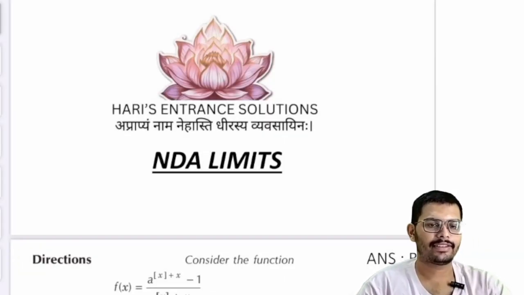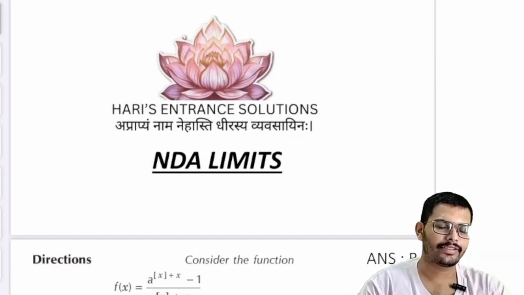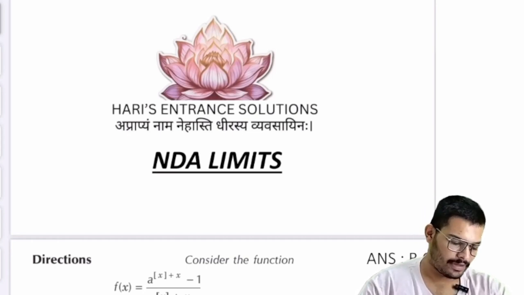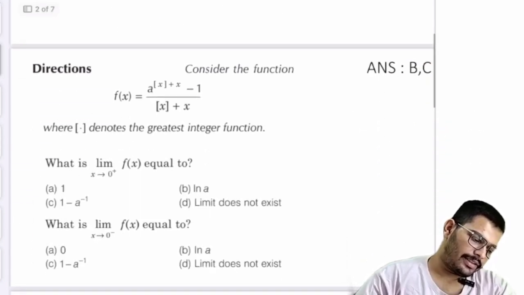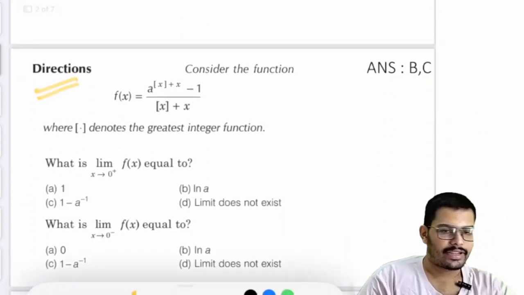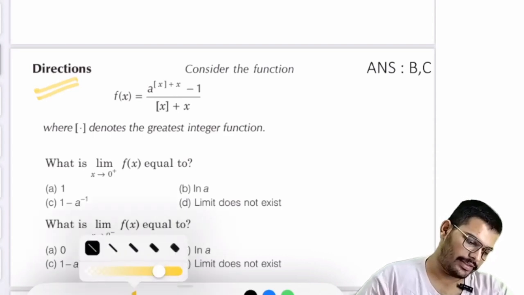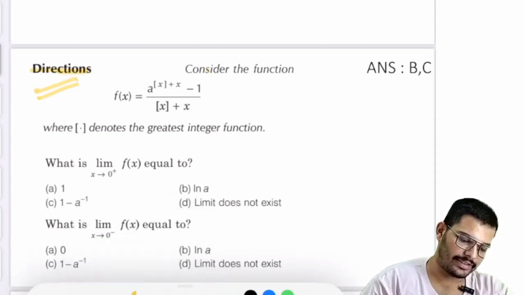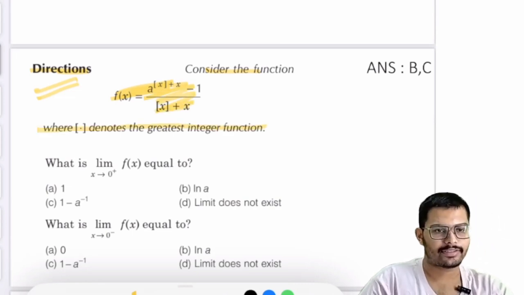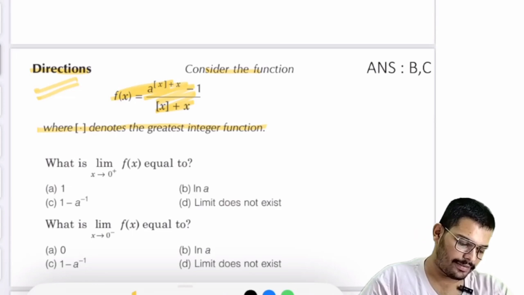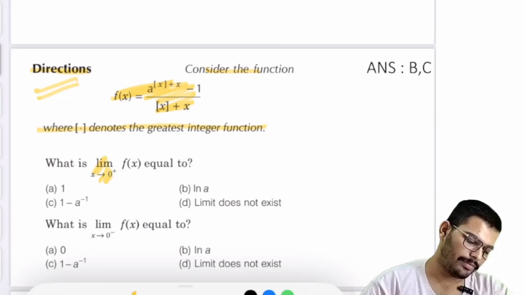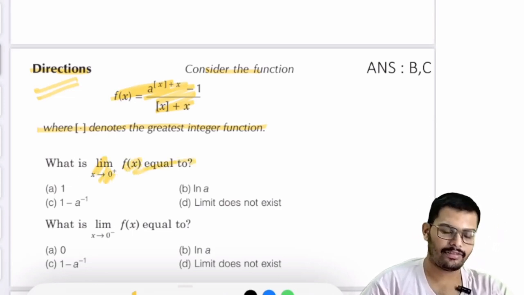In this video, we are discussing some old NDA questions from the topic limits. First question is, this question has two parts. First one is, we have a direction. Consider the function f of x is given as this, where boxes denote the greatest integer function. Now, what is limit x tends to 0 plus f of x equal to?